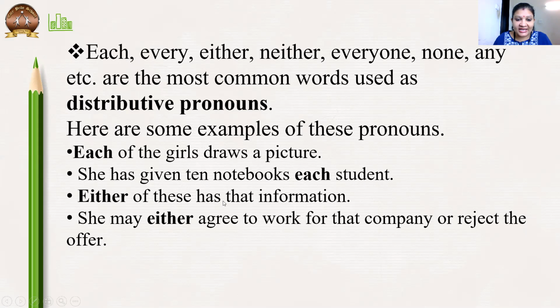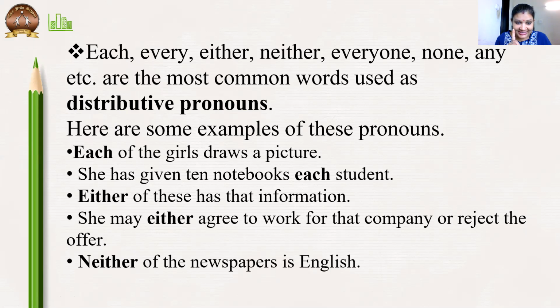Either of these has that information. Means they may be 2 people and any of them can have that information. So we are singling them out. And see, the verb here, has, is singular. She may either agree to work for the company or reject the offer. So she has 2 choices. She can either agree or reject the offer. But we are pointing at both the offers singularly, one at a time.